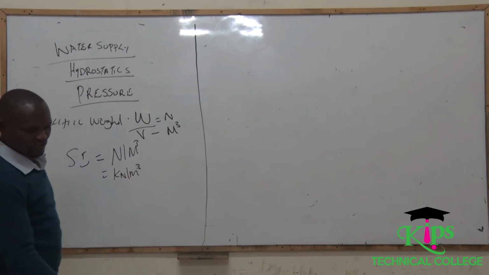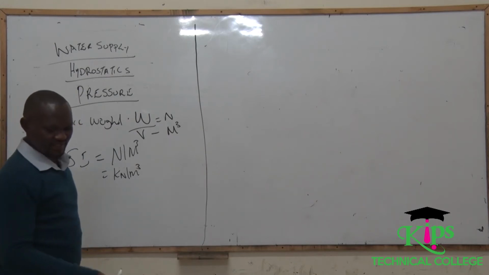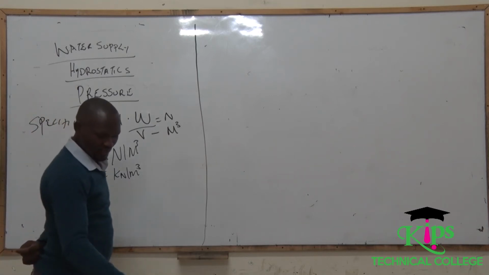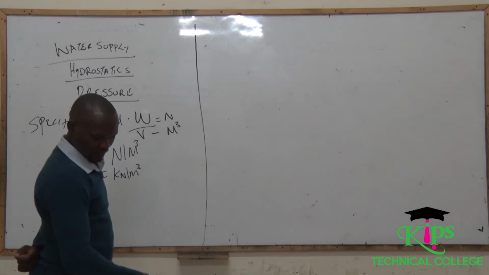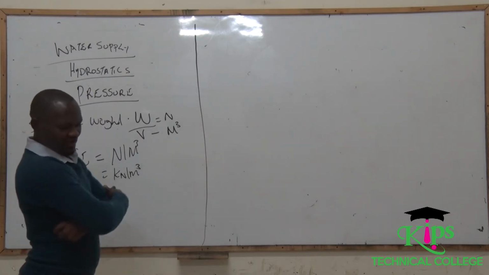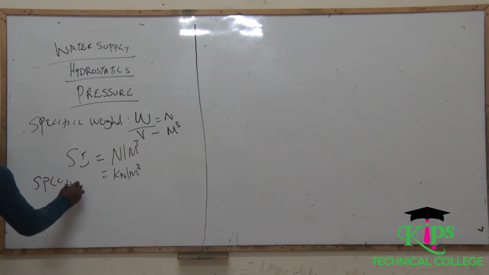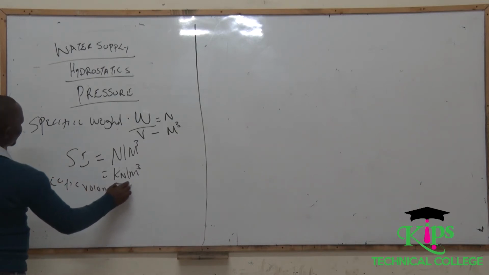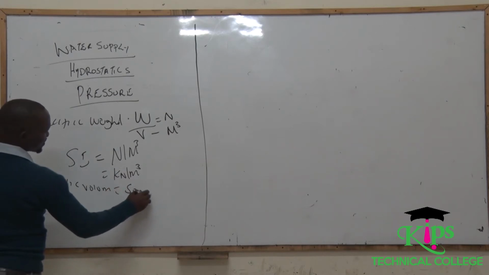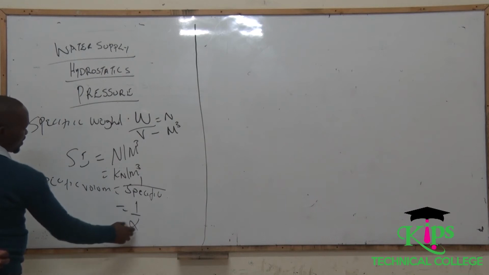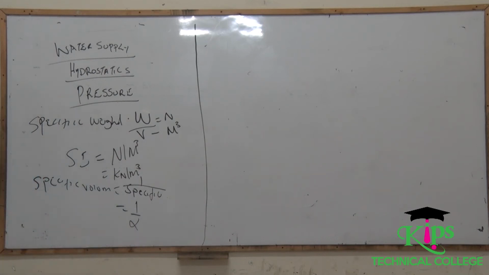Then another property we talked about was viscosity. We also have specific volume. Specific volume is the inverse of specific weight, given as 1 over alpha, because specific weight is normally given as alpha.